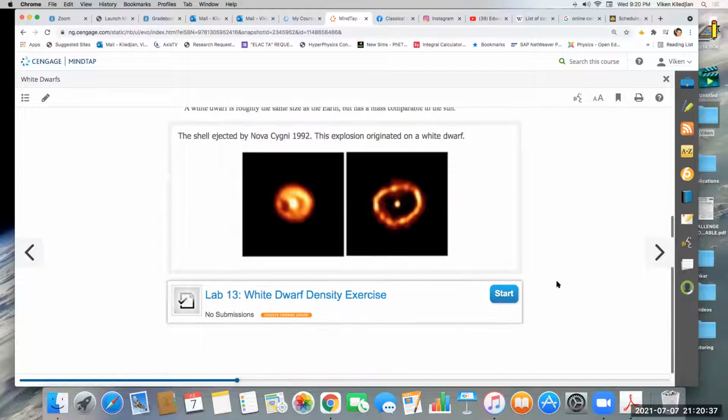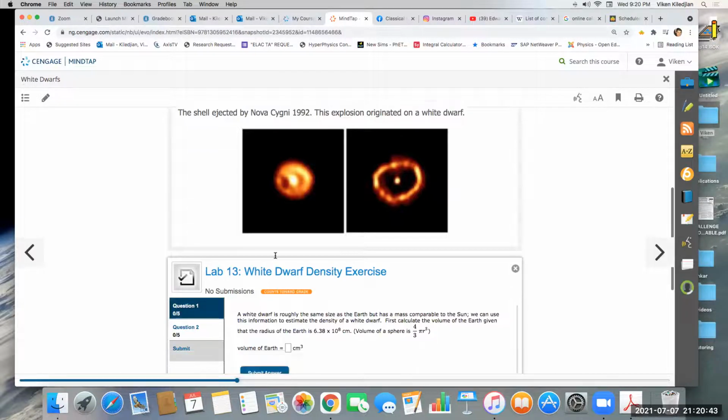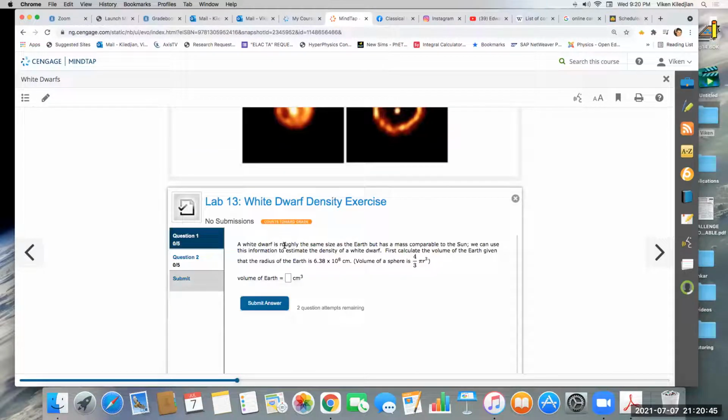So, white dwarf density exercise. A white dwarf is roughly the same size as the Earth, but has a mass comparable to that of the sun. We can use this information to estimate the density of a white dwarf. First, calculate the volume of the Earth, given that the radius of the Earth is 6.38 times 10 to the 8. So they're just using the volume of a sphere.